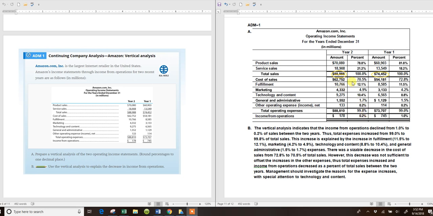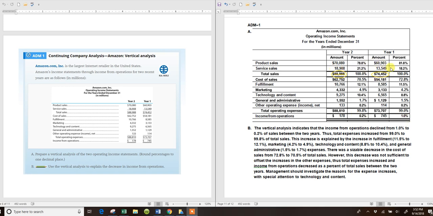And so now I can see what happened, but actually cost of sales went down. Fulfillment went up. This went up. This technology and content went up. So I can kind of identify where for every dollar of sale, where it went to. What did it go to spend and how much wound up as net income? And as you can see, I'm doing worse.